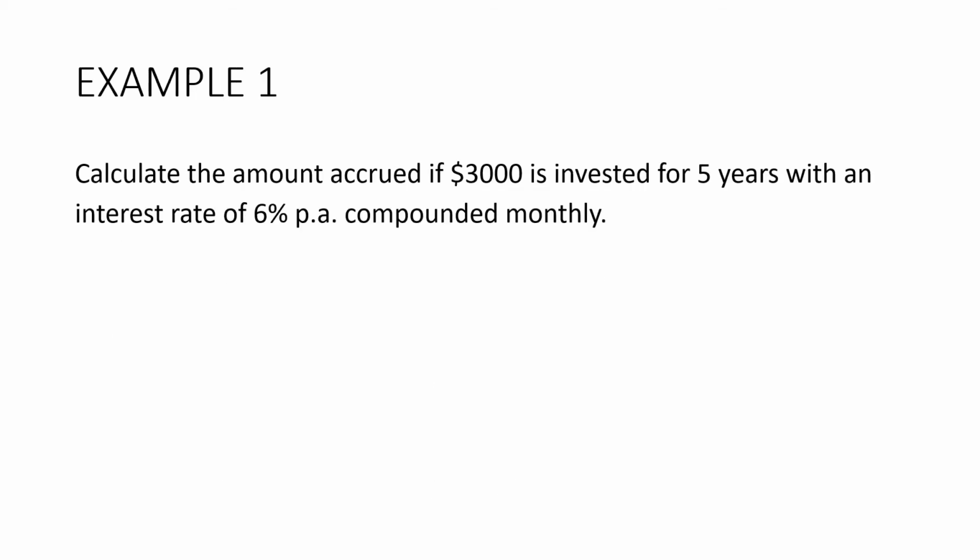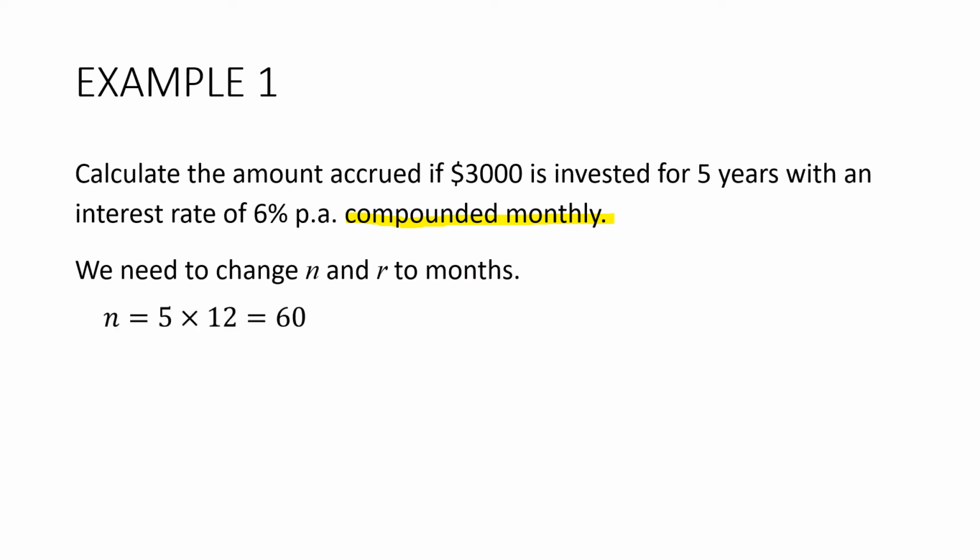Here's our first example. Calculate the amount accrued if $3,000 is invested for 5 years with an interest rate of 6% per annum compounded monthly. All right, there's our important words. We're going to have to start by changing R and N into months. Let's start with N. So how many months in 5 years? We just worked that out, didn't we? There's 60. And 6% per annum to a monthly rate, we divide by 12. So I get 0.5%.